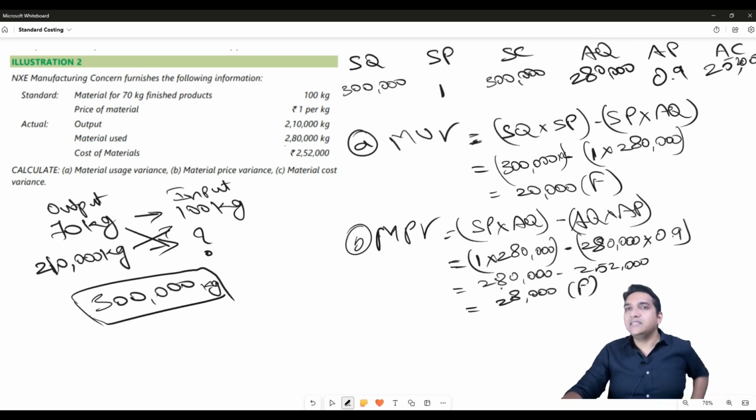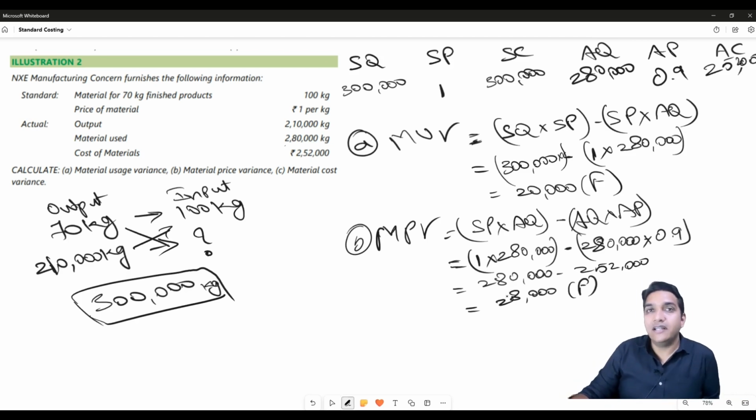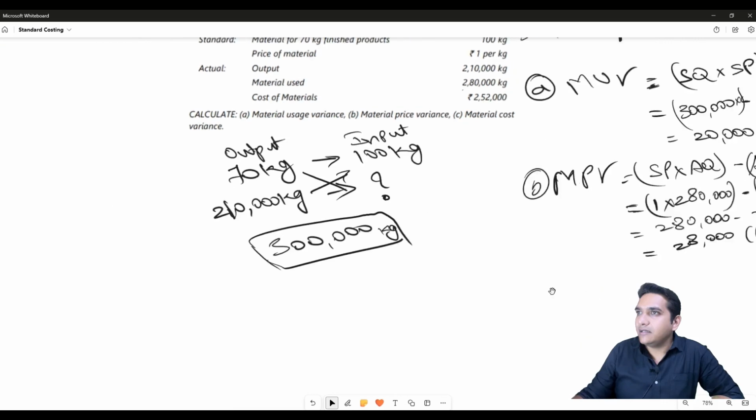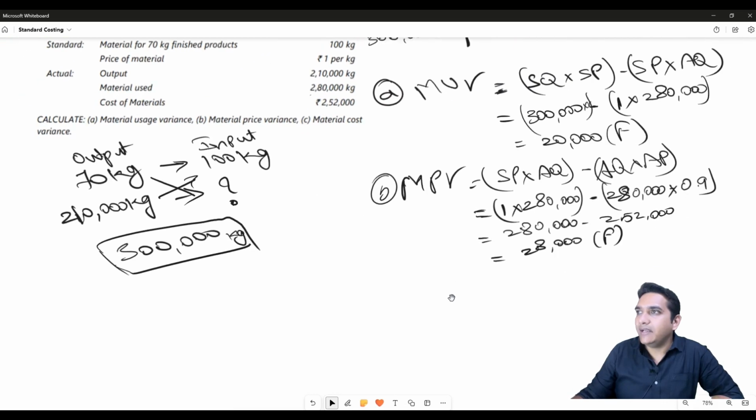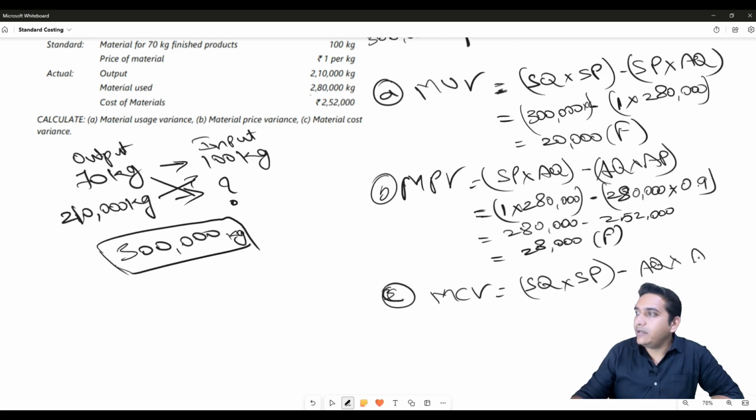Why favorable? Because the answer is positive. If the answer was negative, we would have denoted it as A, adverse. Don't do that. It is positive, so we will write favorable. Now, coming to the next, it asks us to calculate material cost variance. So let's look at that. What is the formula for material cost variance? Standard quantity multiplied by standard price minus actual quantity into actual price.